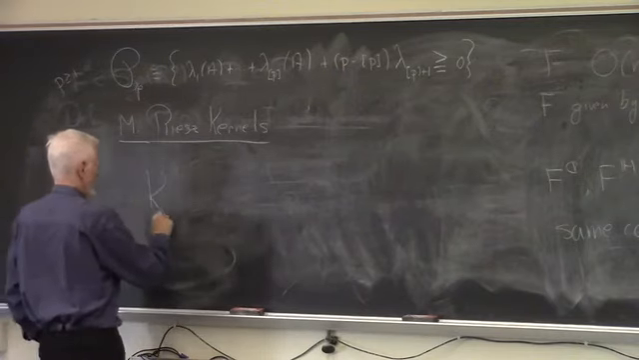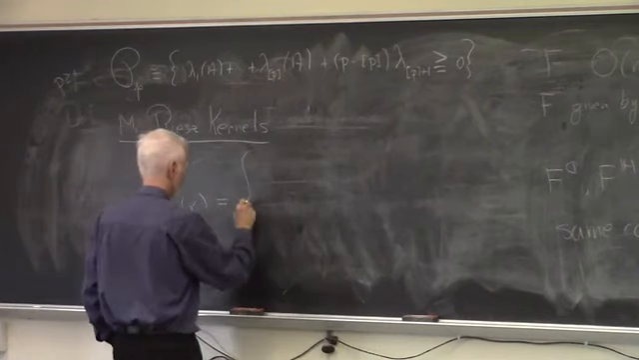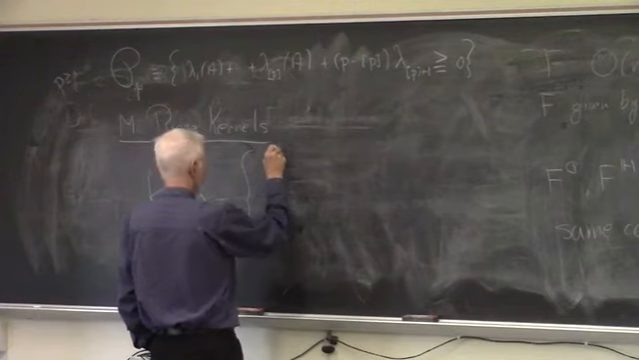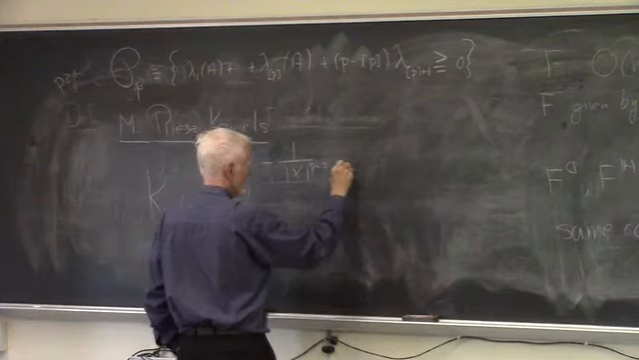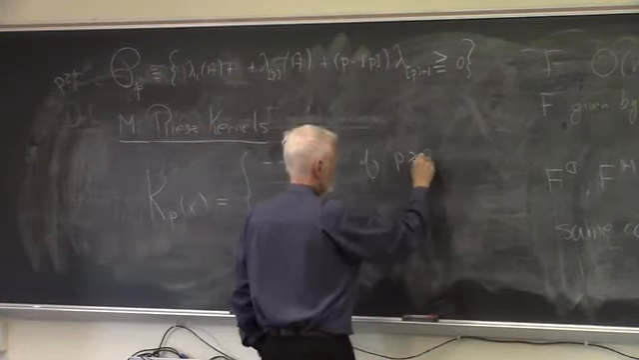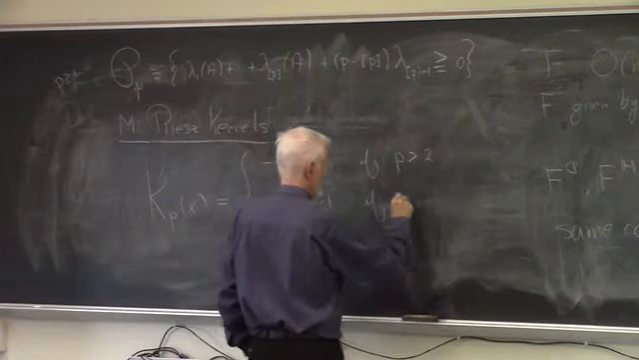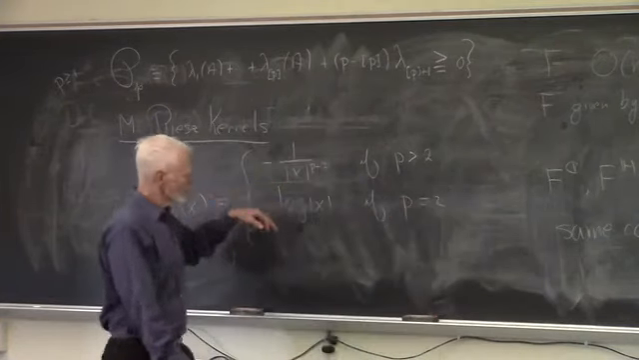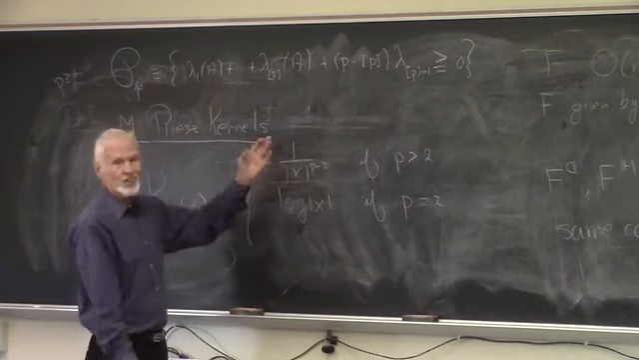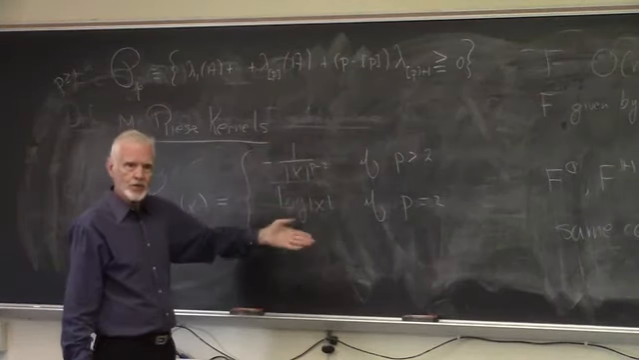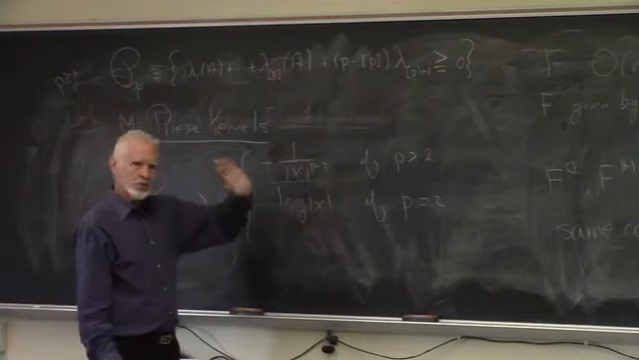So this is a function of Rn, and it's defined as follows. It depends on what p is. So it's minus 1 over norm x to the p minus 2 if p is bigger than 2, and the log of x if p is equal to 2. If the dimension were really equal to n, you're just looking at the Newtonian kernel, the fundamental solution for the Laplace operator. But here I'm letting n be big with respect to p.